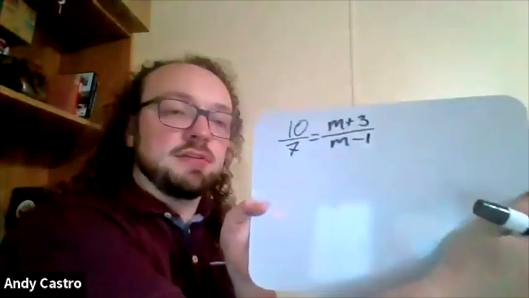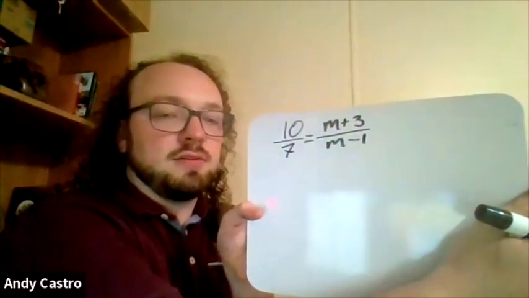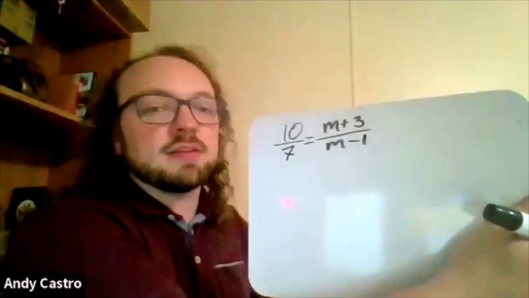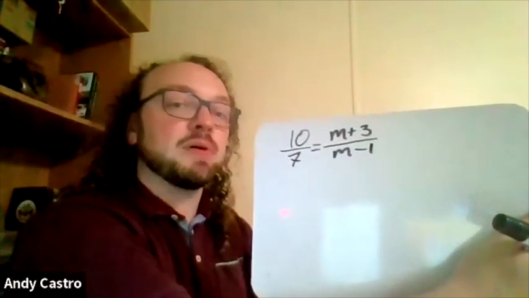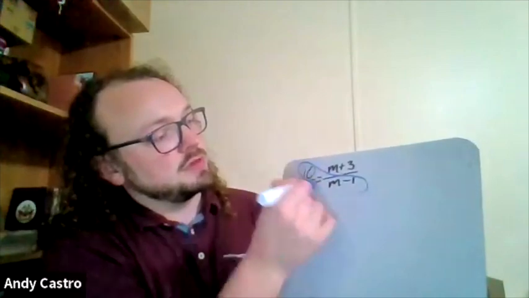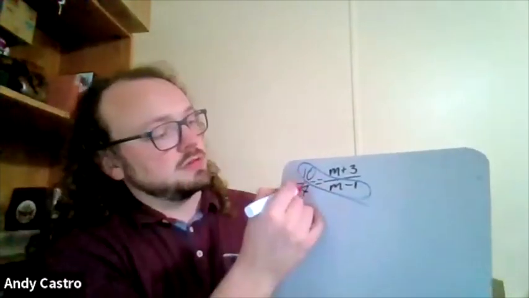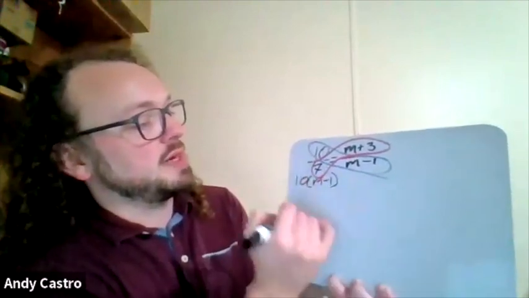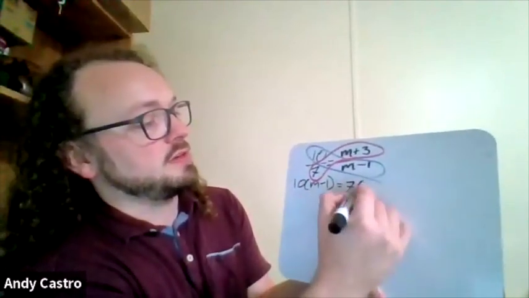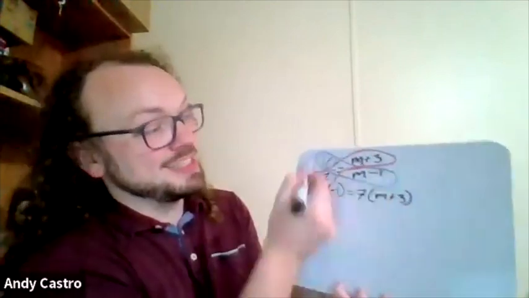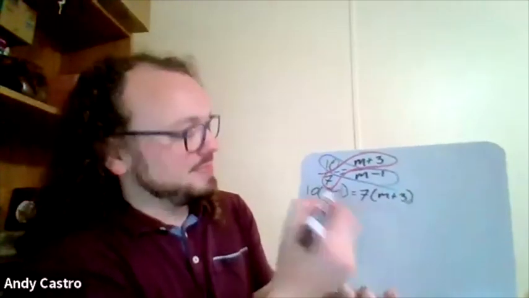10 over 7 equals m plus 3 over m minus 1. So I want you to take a second and do the cross multiplication and set up for our next step. This diagonal, that diagonal. So I've got 10 times m minus 1 equals 7 times m plus 3. Seems really bad, but once we get it to this, it's not so bad.